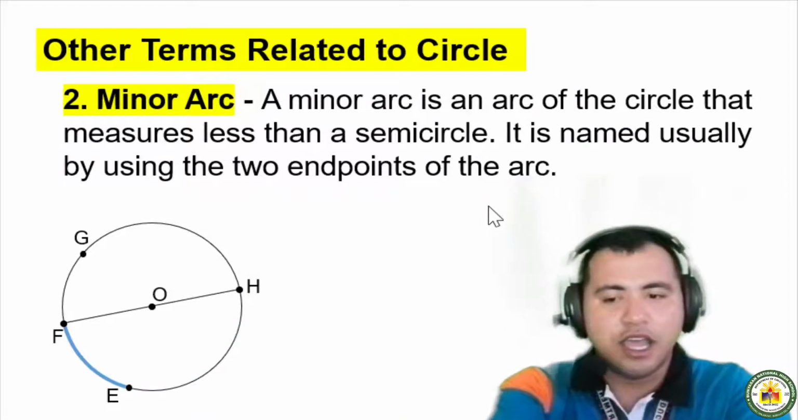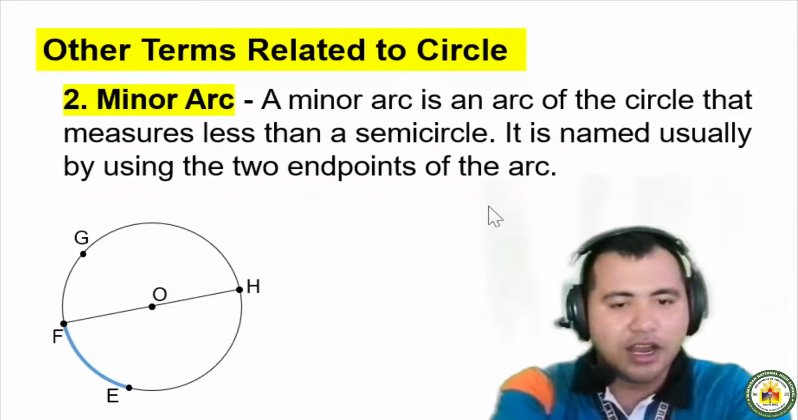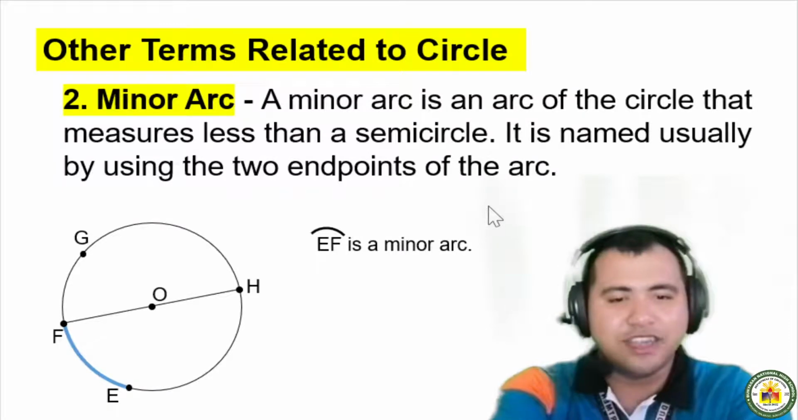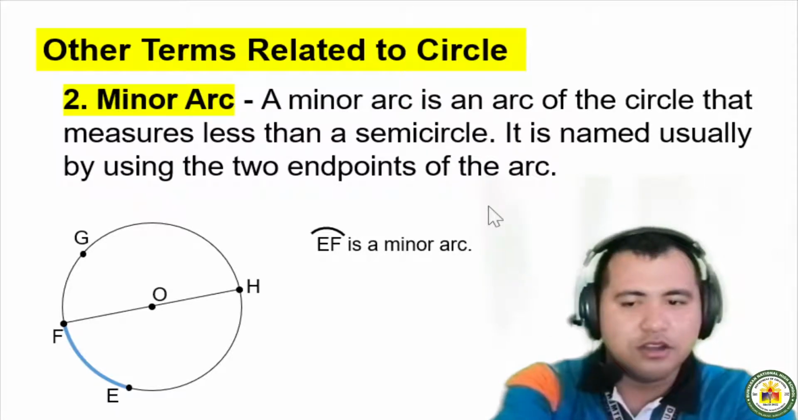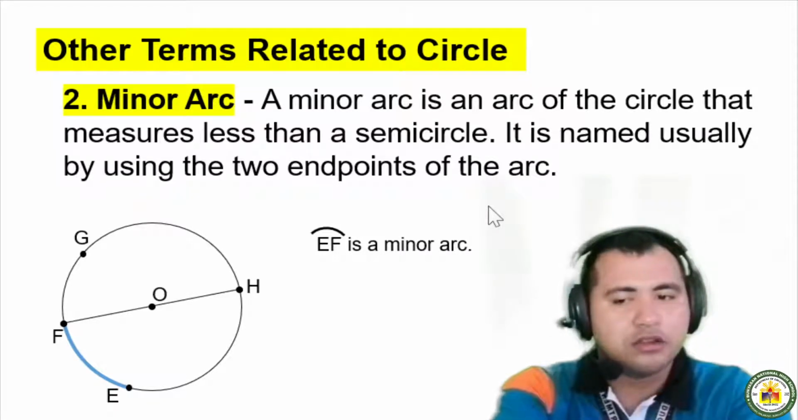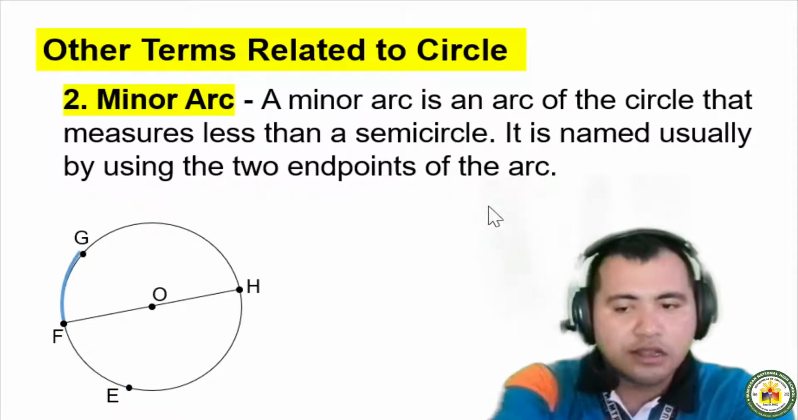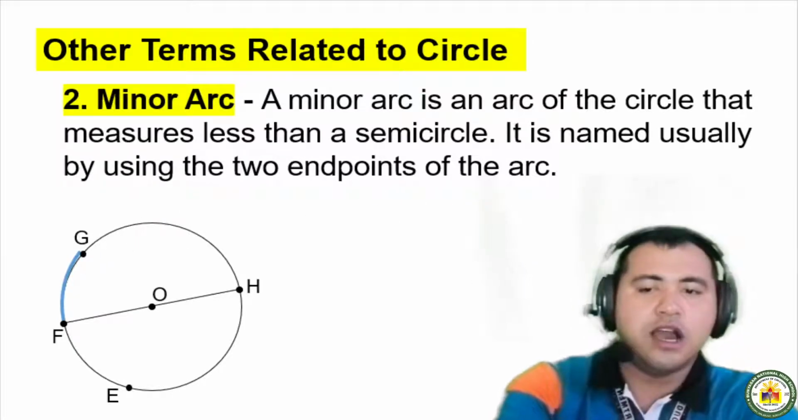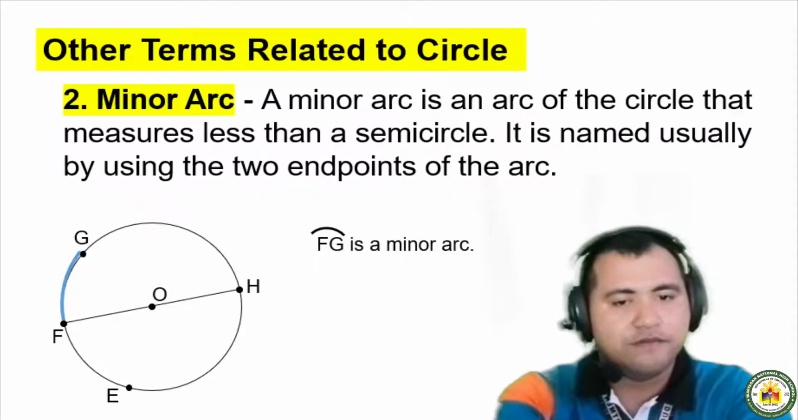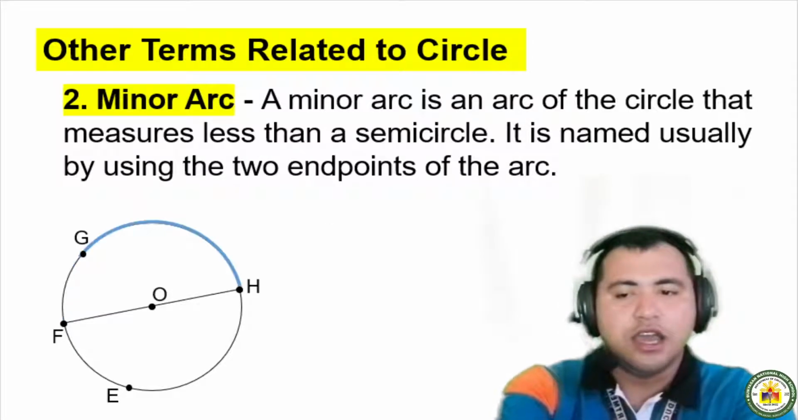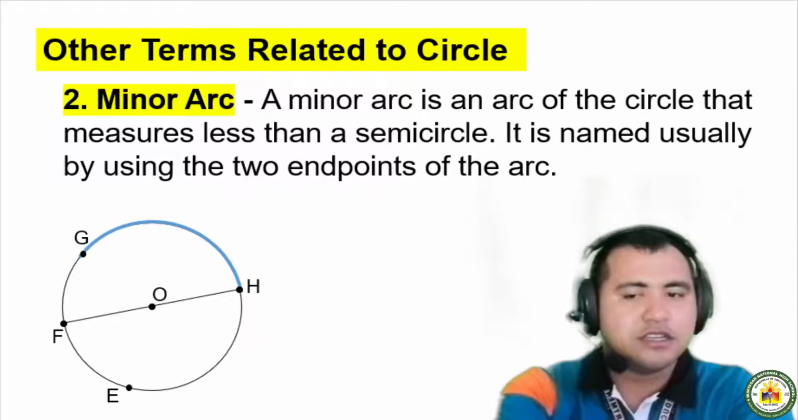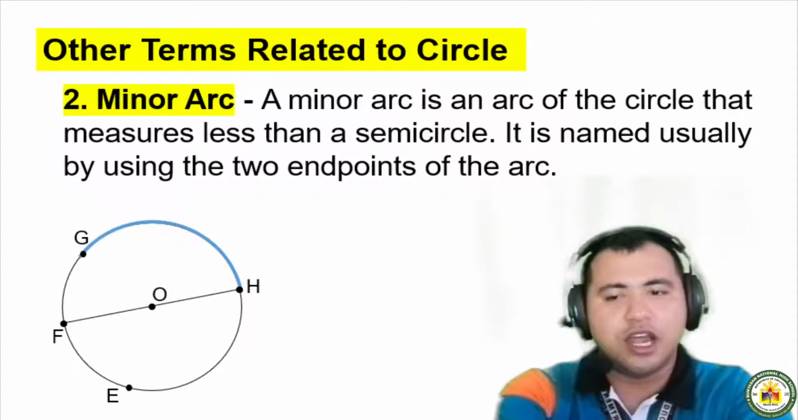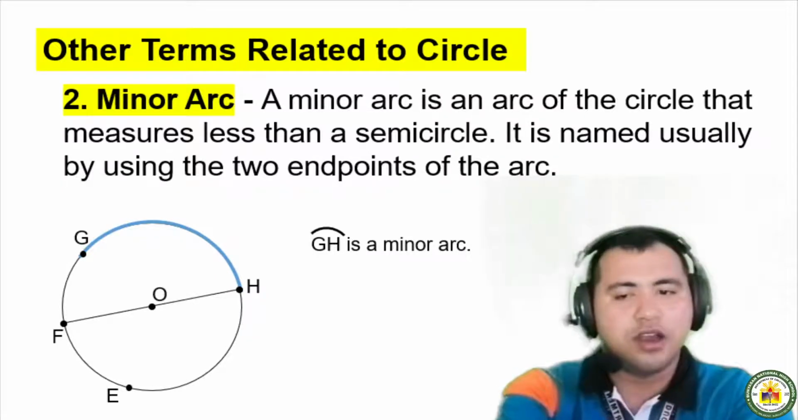Another one is arc EF or arc FE. They are the same, EF or FE. They are also minor arcs. Next is the blue arc, arc FG or arc GF, which is also a minor arc. Another is arc GH or arc HG, also a minor arc.